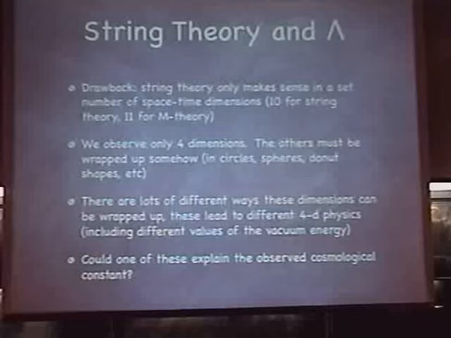We don't know exactly how to do this. What we do know is that depending on how you do this wrapping up, you get a different value for the vacuum energy. And so the hope, and this is a lot more wishy-washy than the solution to the black holes, which we really think we have a pretty good understanding of, is that maybe this might someday explain the observed cosmological constant. If we could just work out exactly how these extra dimensions are wrapped up, then maybe we could also explain why we get the observed cosmological constant.